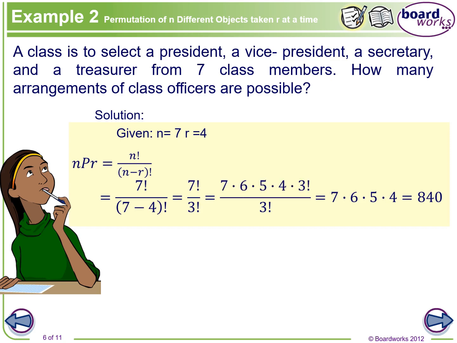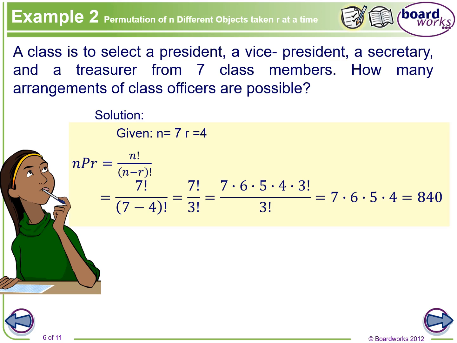Using the formula, n is 7, r is 4, so 7 minus 4 is 3. So 7 factorial over 3 factorial. 7 times 6 times 5 times 4 times 3 factorial all over 3 factorial. Cancel out 3 factorial. What's left is 7 times 6 times 5 times 4, which equals 840.